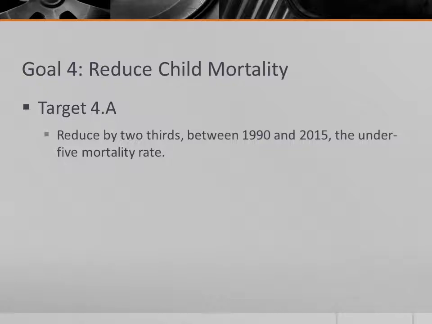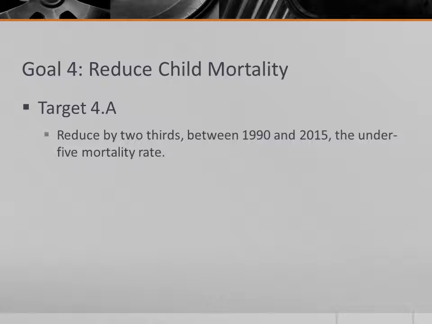Goal number 4 is reducing child mortality, with a specific target of reducing by 2/3 between 1990 and 2015 the under 5 mortality rate. Now we have to clarify this, because for our classroom that is a combination of infant mortality rate and child mortality rate. Remember, infant mortality is under 1. Child mortality is 1 to 5. In this case, they just call it under 5 mortality.